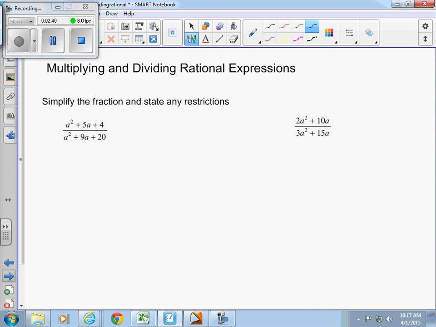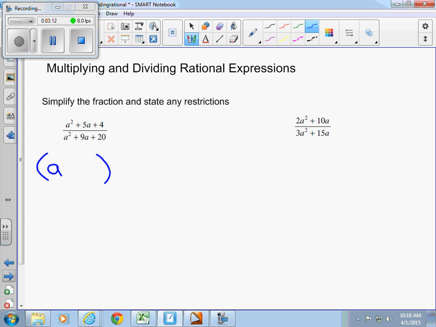So what we're going to be working with are expressions that have variables in them. Before we start actually multiplying and dividing, the first thing this question asks is to simplify the fraction by itself and to state any restrictions. So the first thing I'm going to do if I want to simplify is factor. So a squared plus 5a plus 4 over a squared plus 9a plus 20. First thing I'm going to do is factor.